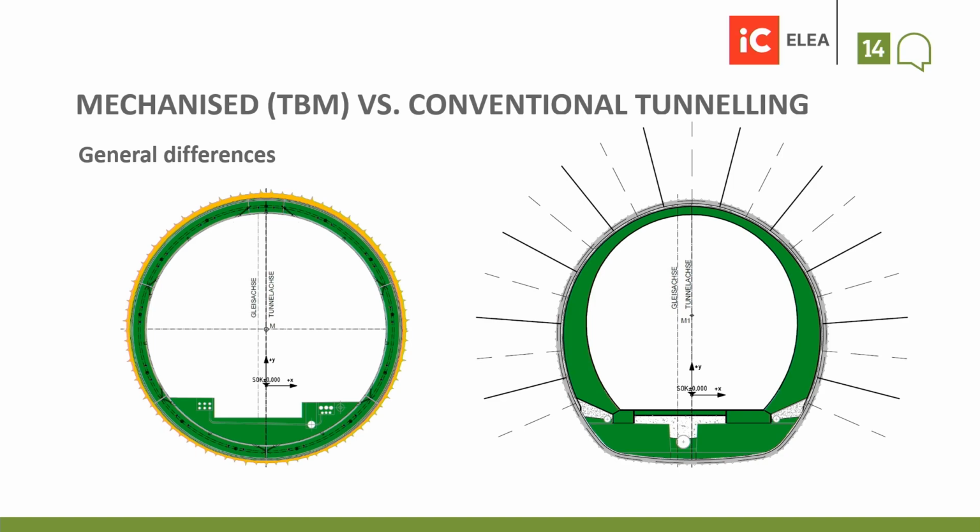So, what are the differences when we have a look at those two? The most prominent one, of course, is the shape. Due to the rotating cutter wheel of a TBM, the drive always comes up with a circular shape of the profile. By the use of conventional tunneling, of course, we are able to produce alternative shapes.